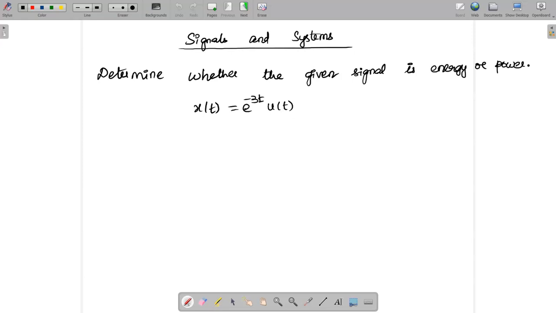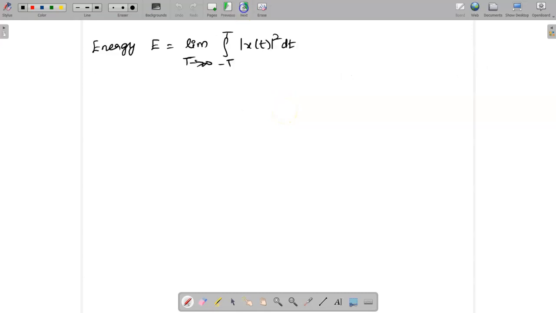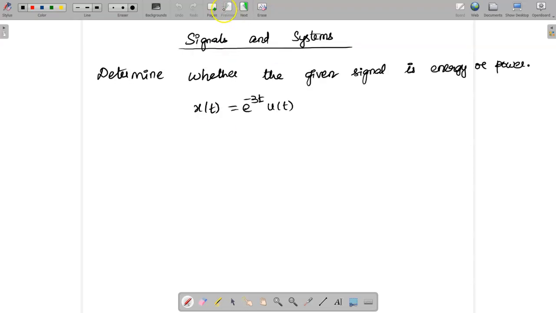Today we are going to determine whether the given signal is energy or power signal. So they have given x of t as e power minus 3t u of t, and this is the energy formula. Energy E is given by limit T tends to infinity, integral from minus T to T of modulus of x of t the whole square dt. Okay. So first we need to find out the proper value of x of t.